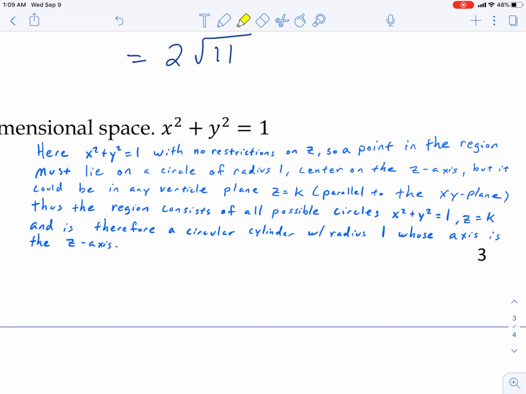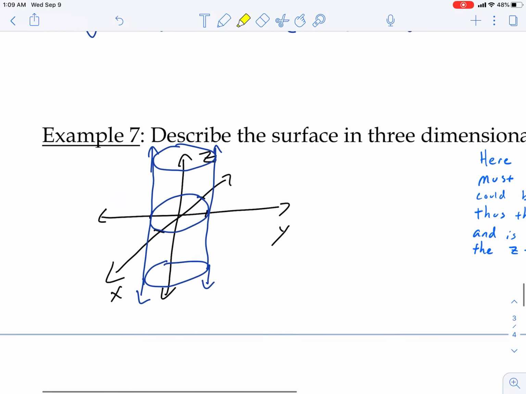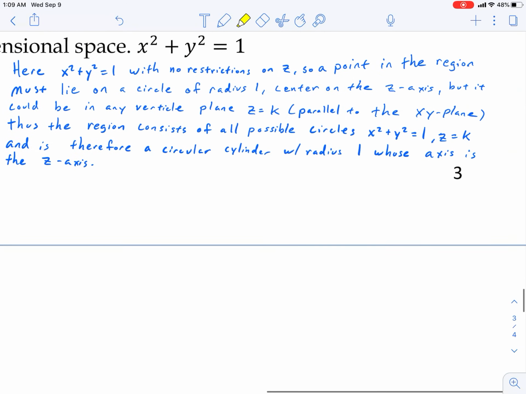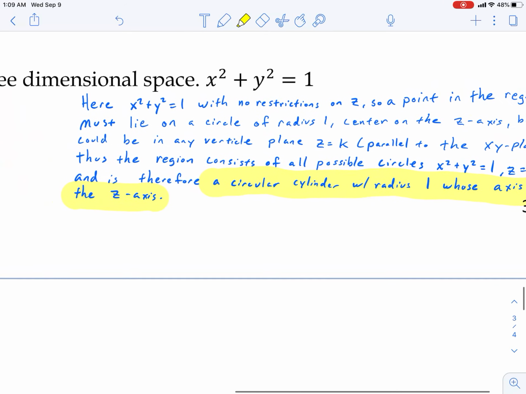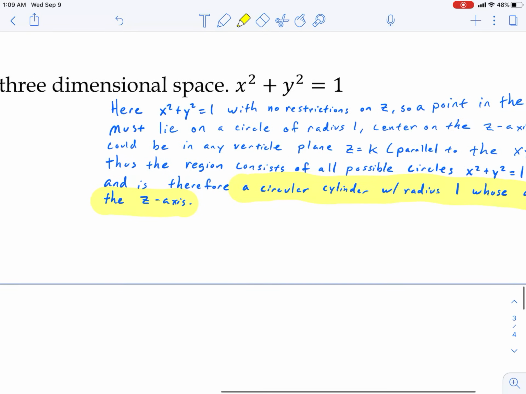So again, I ask you to describe the surface, all you would have to write down is this: a circular cylinder with radius 1 whose axis is the z-axis. That's all I would ask you to have to write. You don't have to write everything there.